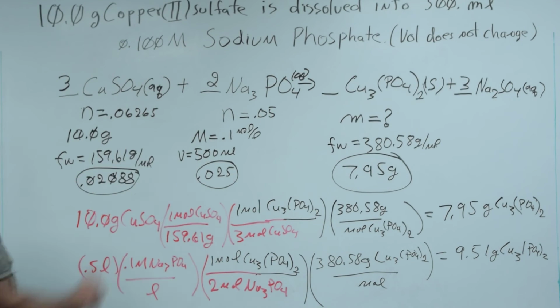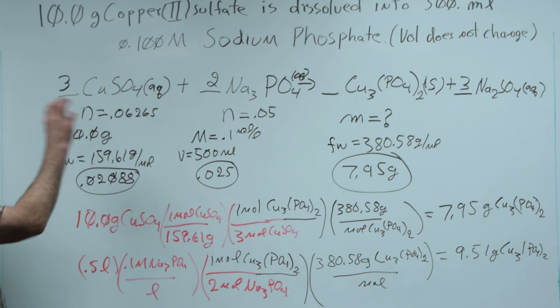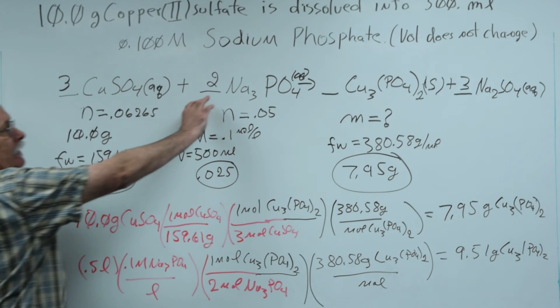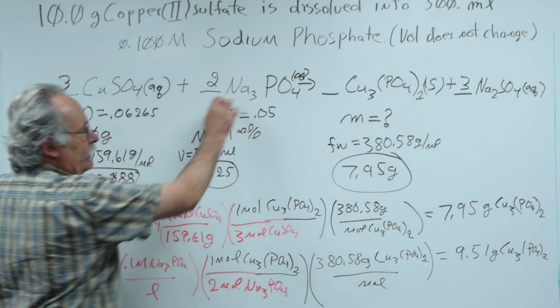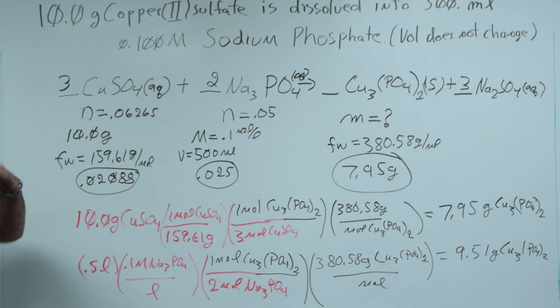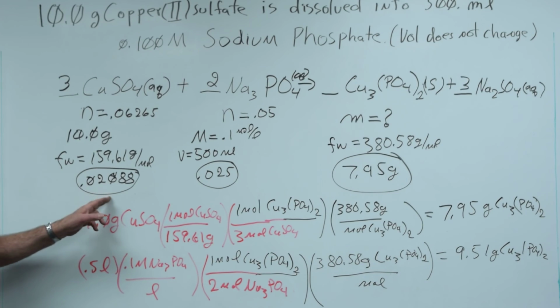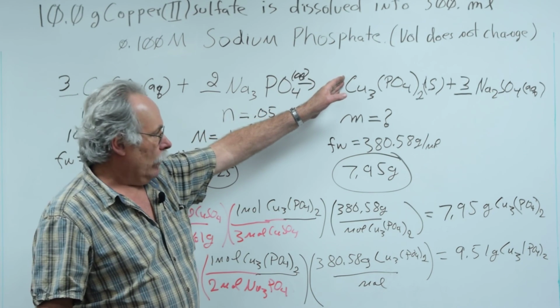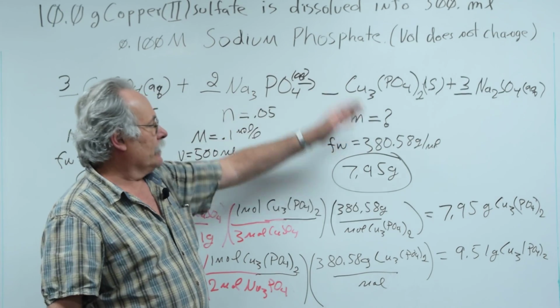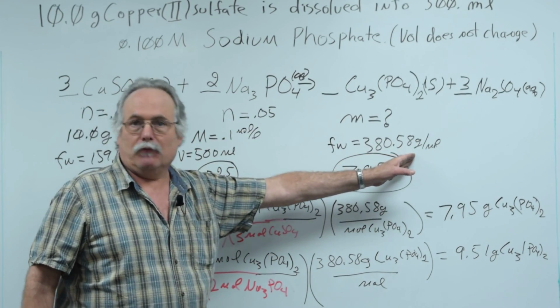So to review what we did a minute ago, if you calculate the moles of this and you calculate the moles of this, you divide by the coefficient and you divide by the coefficient. Whichever is the smallest number is your limiting reagent. You then multiply by the coefficient of the species you want, and then if you're solving for the mass, you then multiply by the molar mass.